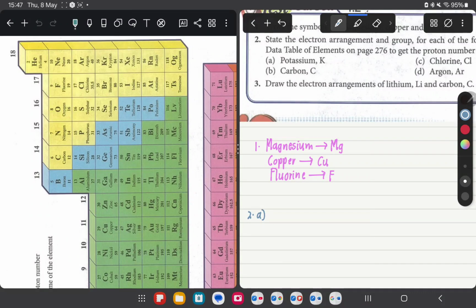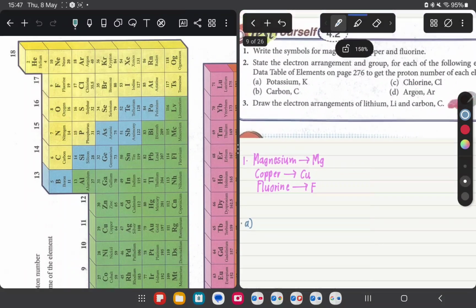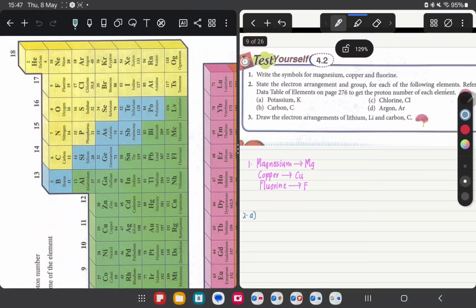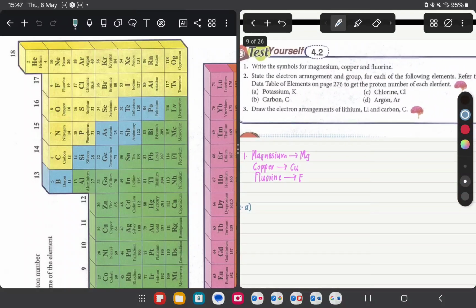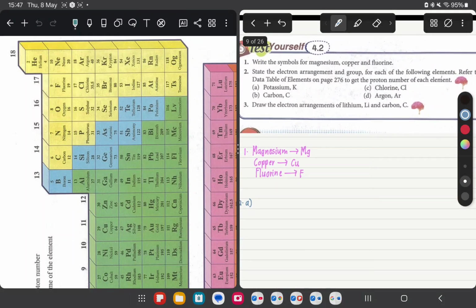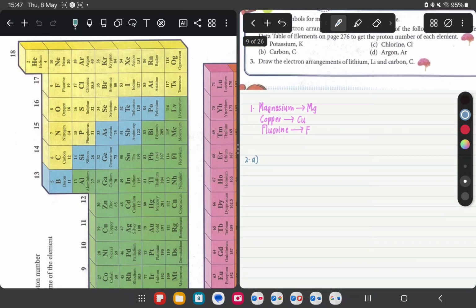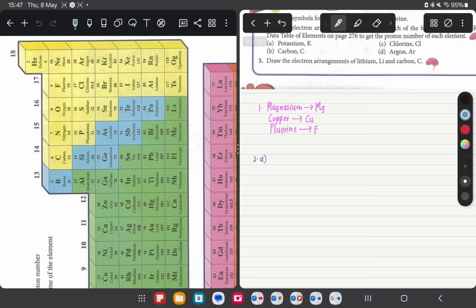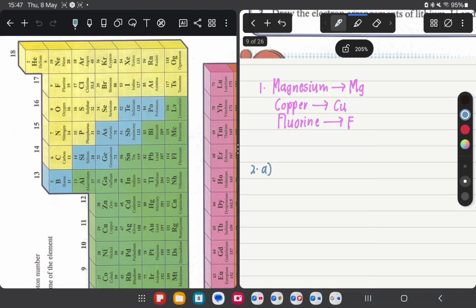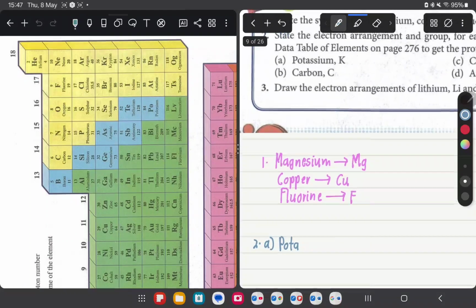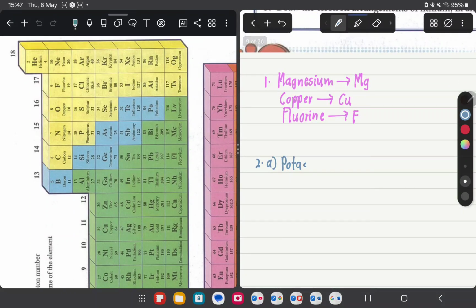2a. Okay, state the electron arrangement and group for each of the following elements. Refer to the periodic table, data table of elements on page 276 to get the proton number of each element. Remember that you cannot memorize the proton number, so just refer to the periodic table. Okay, so I start with potassium. Potassium. Okay, and their number.